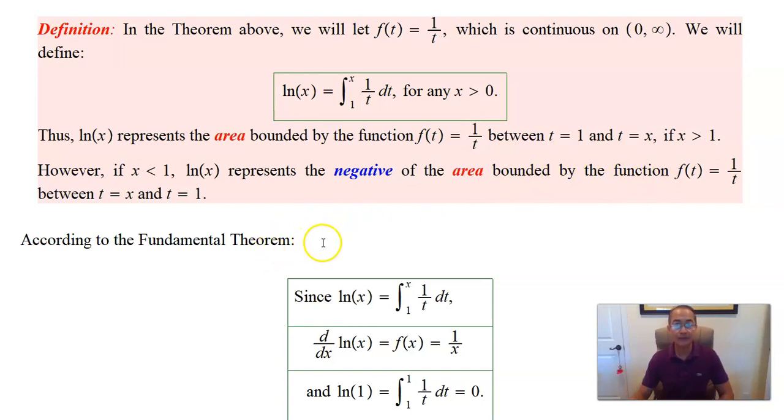So let's do instant gratification. According to the fundamental theorem, this is our g of x, this is our f of t. The fundamental theorem said that the derivative of g of x, which is ln of x, is not f of t, but is f of x. So instead of 1 over t, we plug in x for t, we get 1 over x. So there we go. The derivative of ln of x is 1 over x.